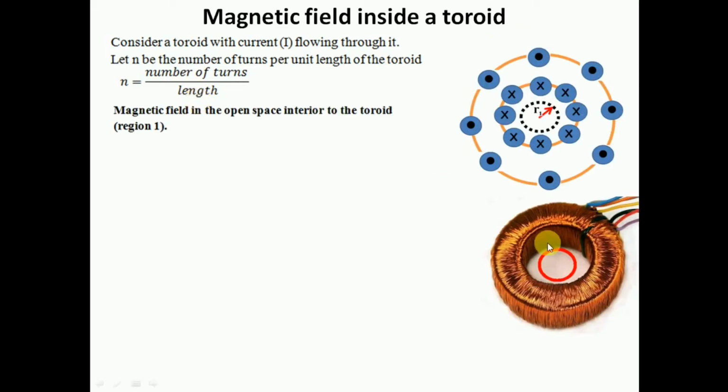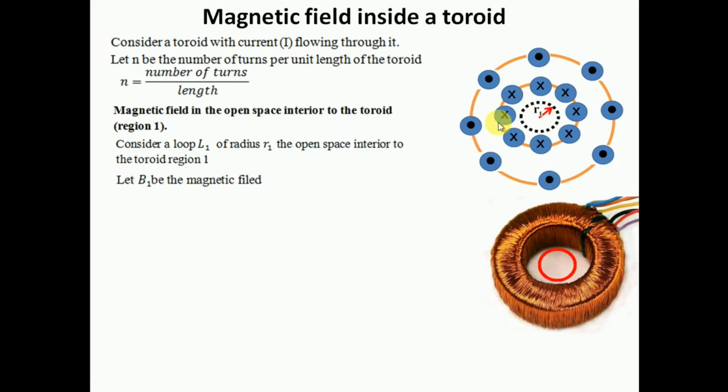Now first we'll find the magnetic field in this region, the open space in the interior of the toroid. So we consider a loop with radius r1. This is our loop, and we'll consider B1 is the magnetic field out here.